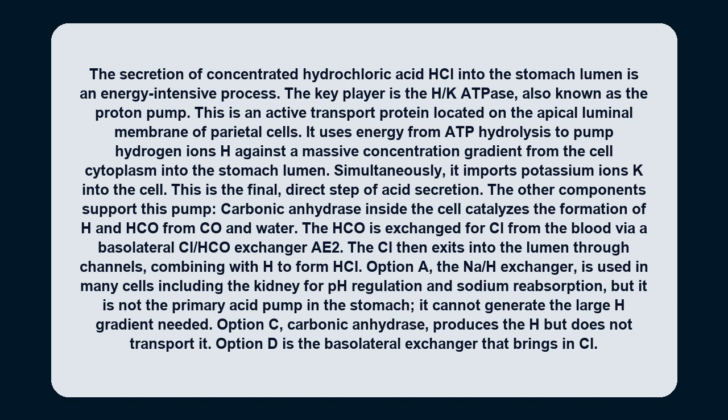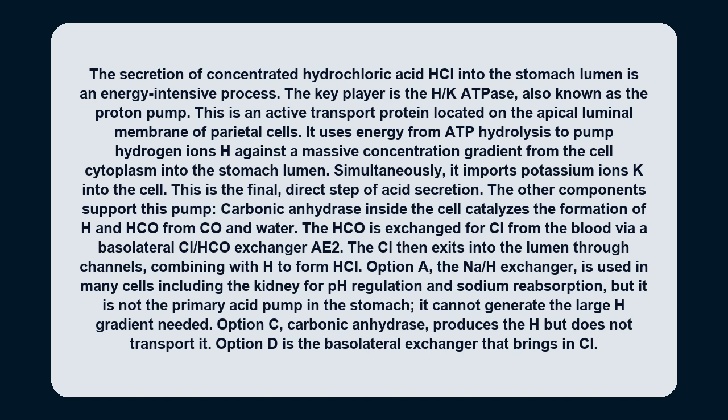This is an active transport protein located on the apical luminal membrane of parietal cells. It uses energy from ATP hydrolysis to pump hydrogen ions, H+, against a massive concentration gradient from the cell cytoplasm into the stomach lumen. Simultaneously, it imports potassium ions, K+, into the cell. This is the final, direct step of acid secretion.